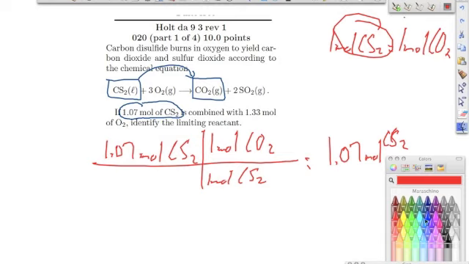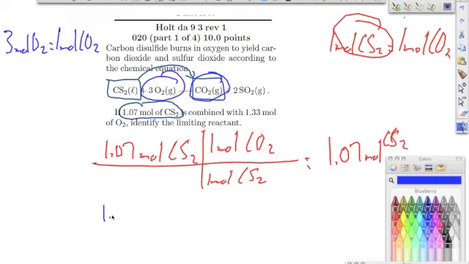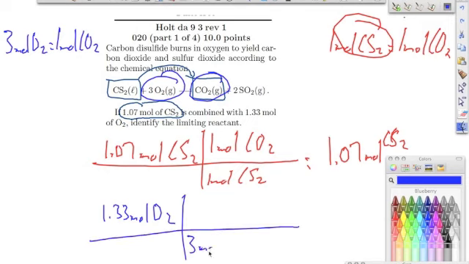Okay? Now we're going to do the exact same thing for the other reactant. And remember, the limiting reactant will produce less. So here we have a 3 to 1 ratio. So 3 moles of O2 equals 1 mole of CO2. Okay? So to do this, we work the same thing out. We start with what the problem gives us. We have 1.33 moles of oxygen. Use our mole ratio right here. We have 3 moles of O2 equals 1 mole of CO2. And we go ahead and we work this out.